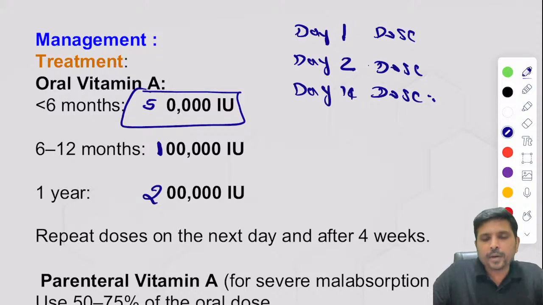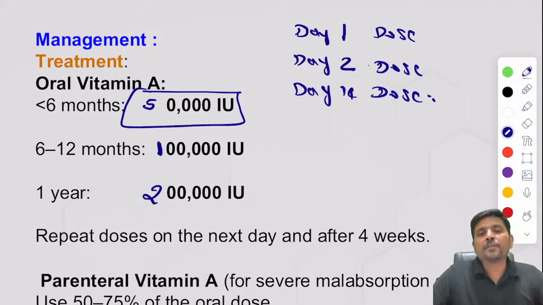And then conjunctival xerosis and then corneal xerosis. But for corneal ulceration, you need to give an aqueous solution of vitamin A by intramuscular injection rather than going for oral vitamin A, because oral vitamin A takes some time for its action to occur. So in case of corneal ulceration and xerophthalmia, it is better to start intramuscular administration of vitamin A.